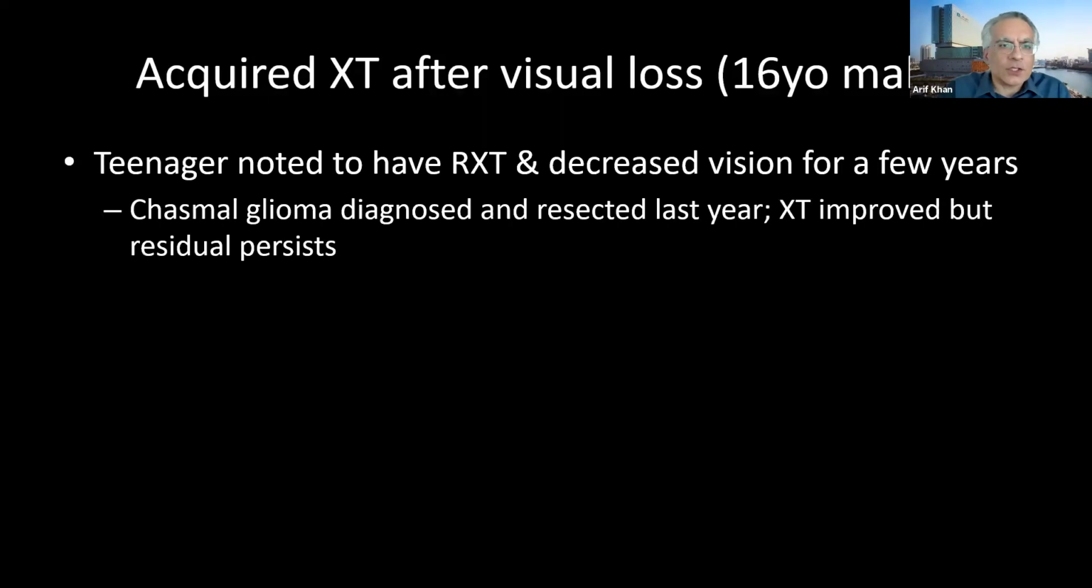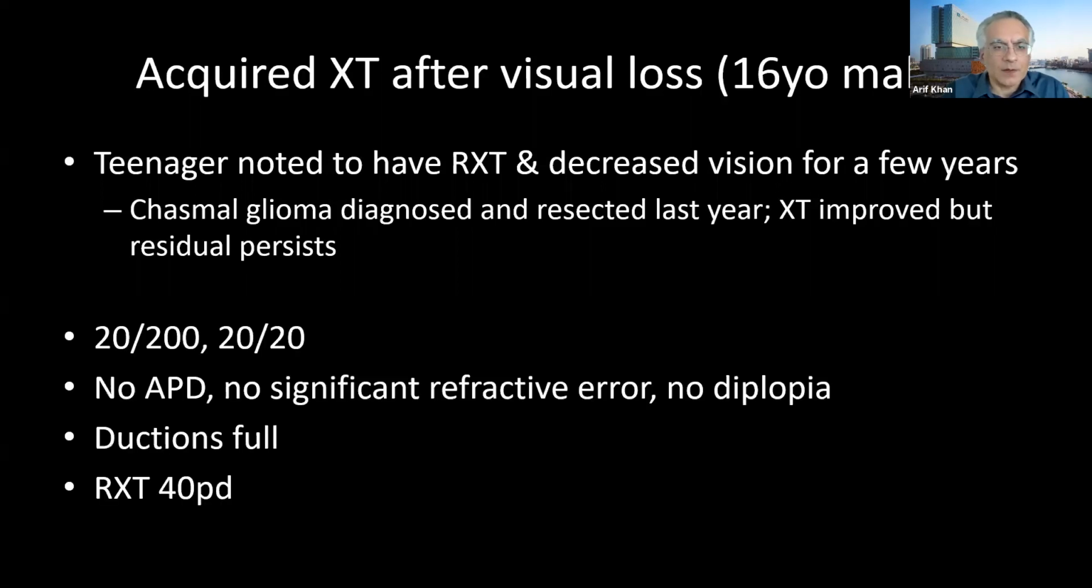Okay. So here's a teenager who was noted to have right exotropia and decreased vision. He was diagnosed with a chiasmal glioma and it was resected. After that, the exotropia improved. It was much bigger, but there's still a residual exotropia. He's 20/200 in the right eye. He has no afferent defect. He has no significant refractive error, no diplopia. His ductions are full, and he has a right exotropia of 40 prism diopters.